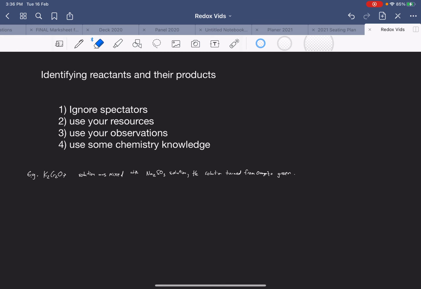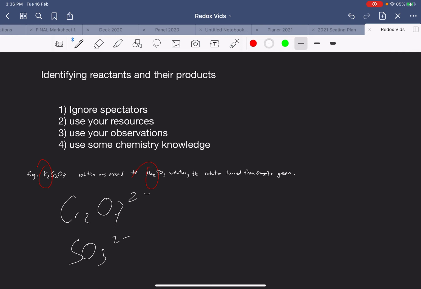Okay, so we're just going to have a look at this example. K2Cr2O7 solution, that's potassium dichromate, mixed with sodium sulfite, Na2SO3 solution. The solution turns from orange to green. Okay, so the first thing I want to do is ignore these spectators. So I'm going to ignore potassium and sodium. In my equations, all I'm going to have is Cr2O7 2- and SO3 2-.